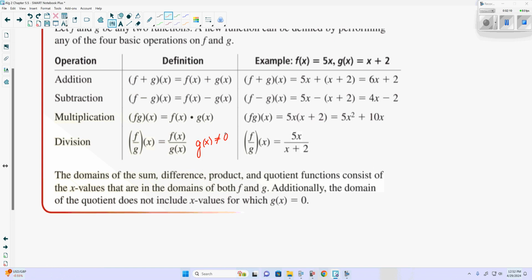Some questions on this so far? We ready for the first problem?